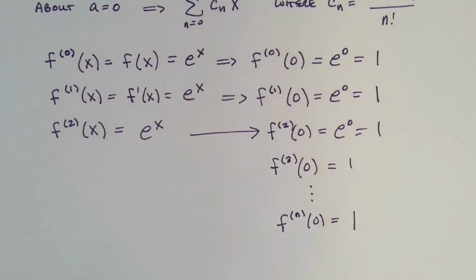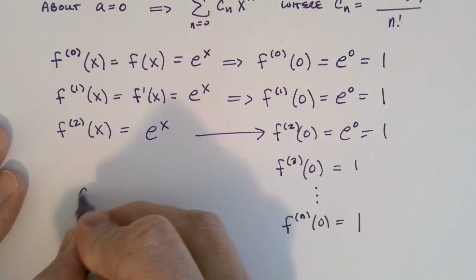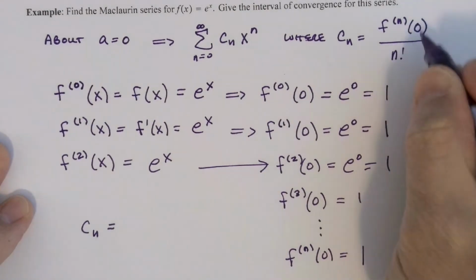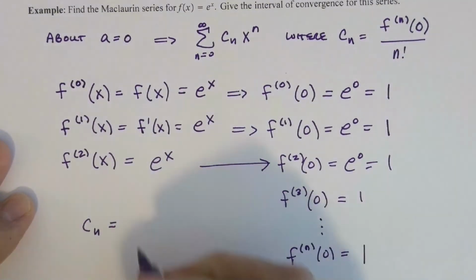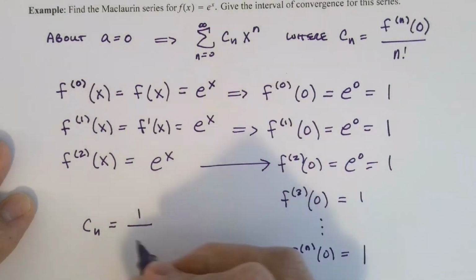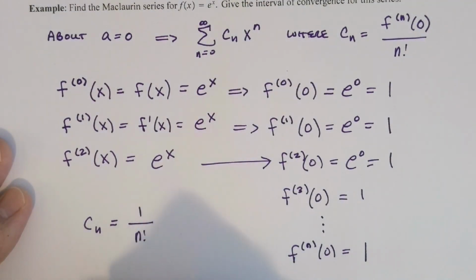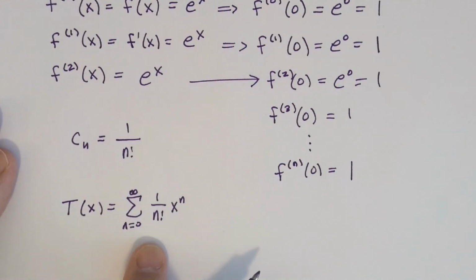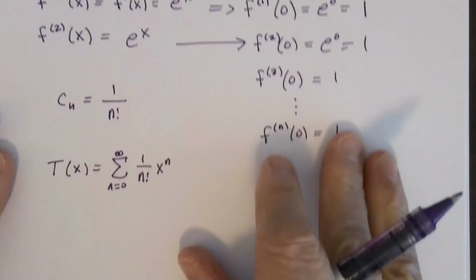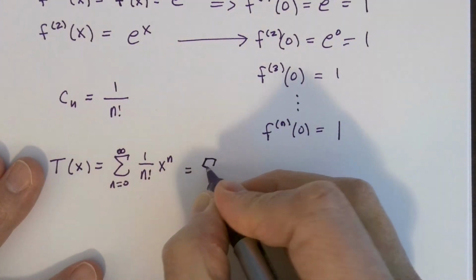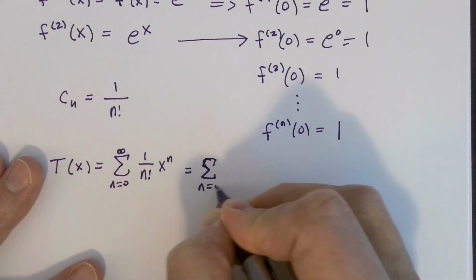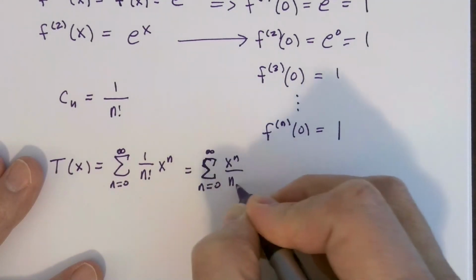This is the easiest Maclaurin series there is to find. So our c sub n's, right, are equal to what? What is the nth derivative evaluated at 0? It's always 1, right? Over what? n factorial. That's our coefficient. And so the Taylor series for our function is 1 over n factorial times x to the n. Sorry, I was writing off the screen there. 1 over n factorial x to the n. Or we can write it a little more compactly as just the sum of x to the n over n factorial.